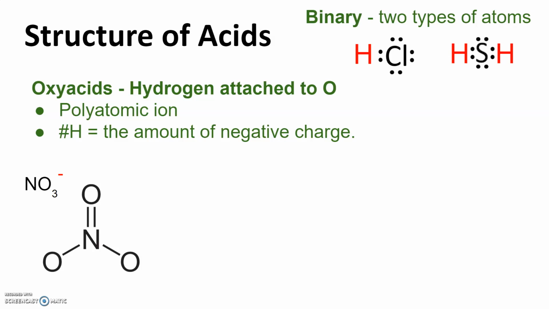This polyatomic ion has a -1 charge, and in order to convert this into an acid, you need to add one hydrogen to it. So this would be the corresponding acid of nitrate. It's called nitrous acid.